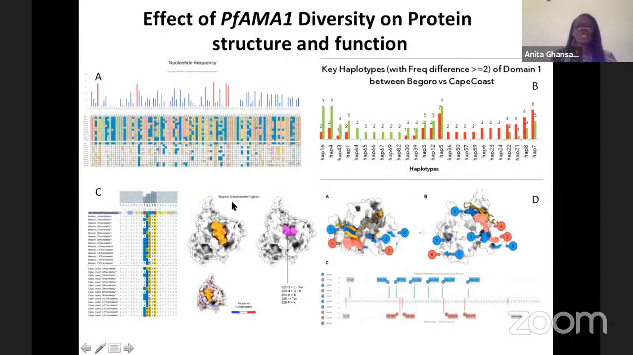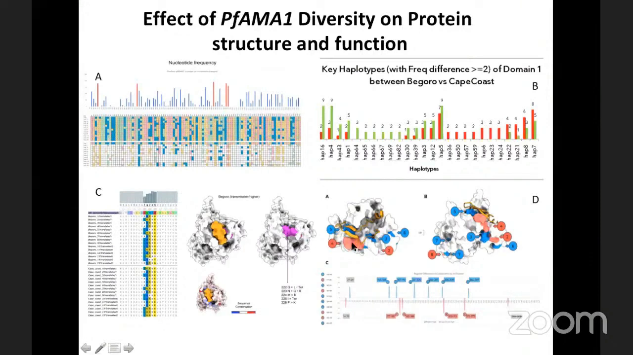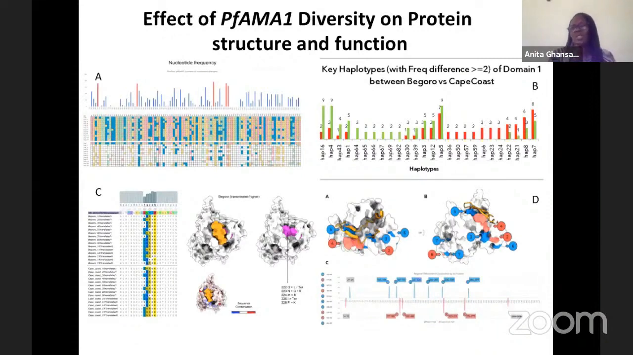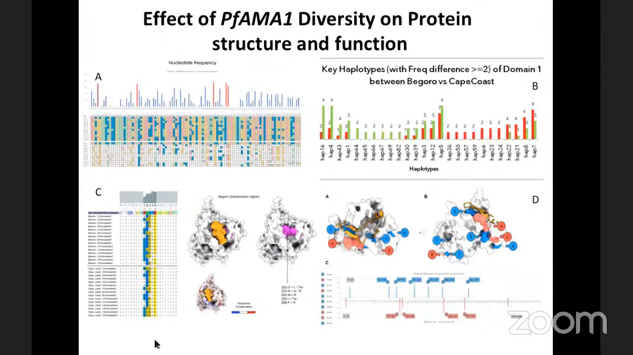Lately, we are also working with Pine Biotech to understand not just the extent of diversity, but the effect of these variants in our population on the protein structure and its function. And this is one gene, the Plasmodium falciparum apical membrane antigen, which is involved in the invasion of the red blood cell. We want to see how the diverse strains in the population are affecting its interaction with another protein, PfRON2, that helps with the invasion of the red blood cells.